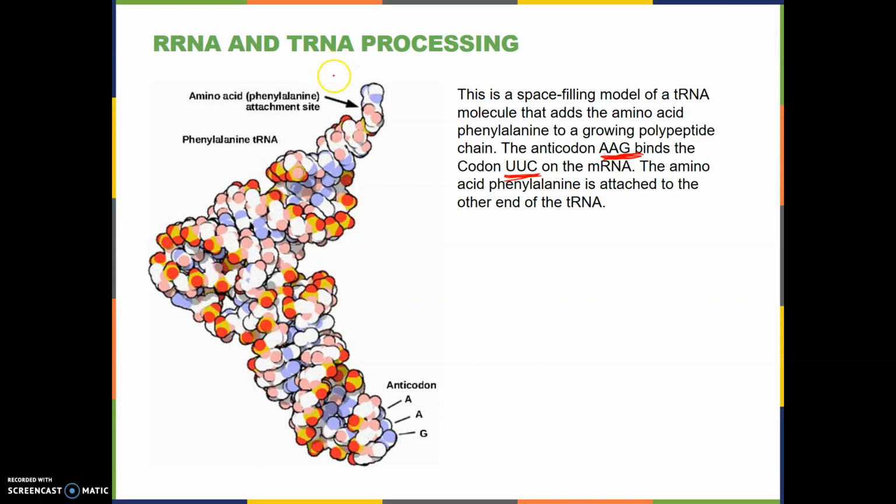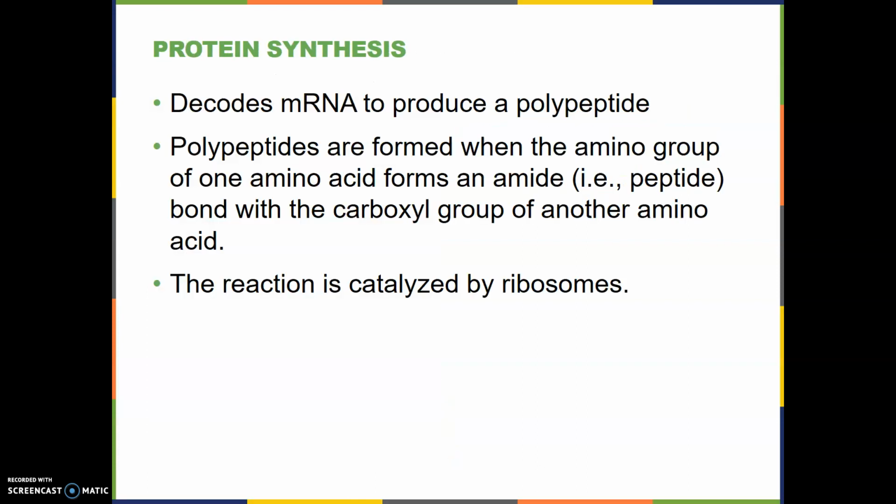So in a transfer RNA molecule, the amino acid is attached at one end, the anticodon is at the other end. And that transfer RNA knows exactly where to go because that anticodon is complementary to the codon on the messenger RNA. So it will bind with it.